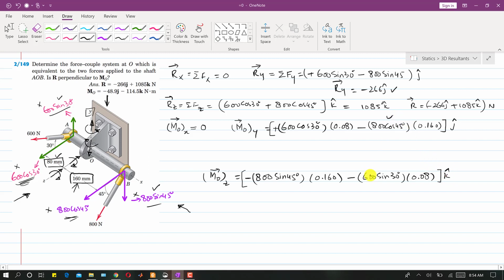If I solve this and this, we will get the moment vector about O. When I solve this, the component of the moment about O along y comes out to be this, and the component of the moment along z comes out to be this. So this is that moment vector, and this is that resultant vector. So this is the solution of this problem.